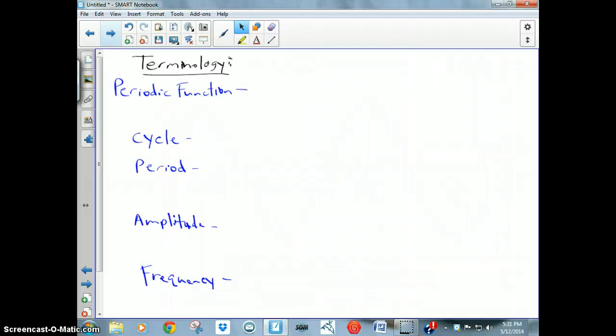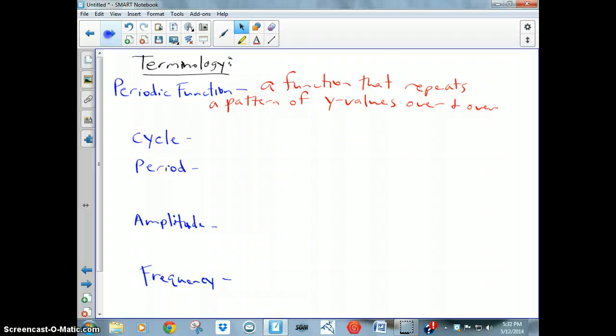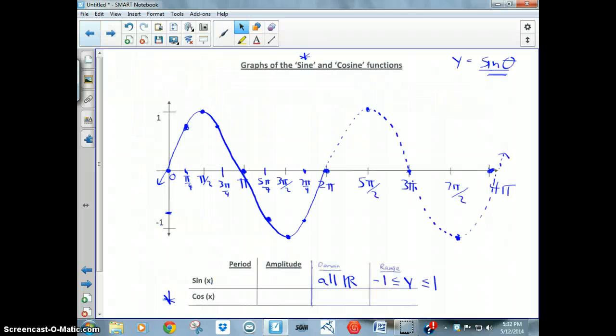All right, here we go. Terminology. What you saw in the sine graph is an example of a periodic function. A periodic function is a function that repeats a pattern of y values over and over. Now you notice that's what's happening on our graph. Our graph, if I go back one, repeats the numbers.